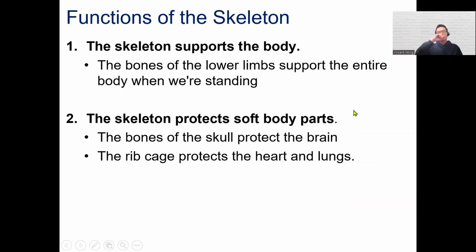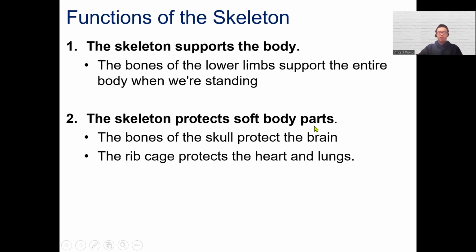So what is the function of the skeleton? Quite straightforward. The skeleton obviously creates a framework that supports the body. Okay, so we're able to stand up straight. We're not going to slouch over because we don't have any kind of support, right? The bones of the lower limbs, the legs basically, are going to be there, propping up our body. The spine, backbone, right? That provides some kind of support as well.